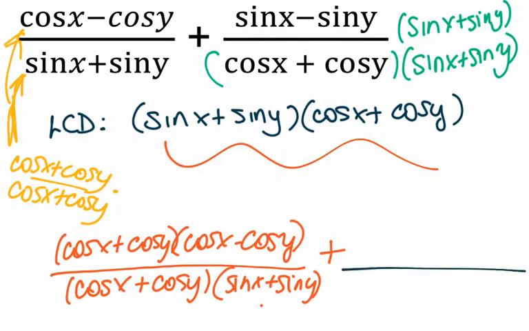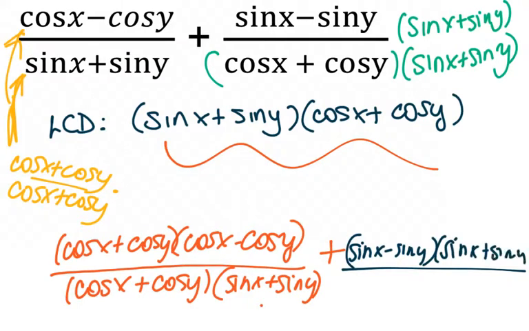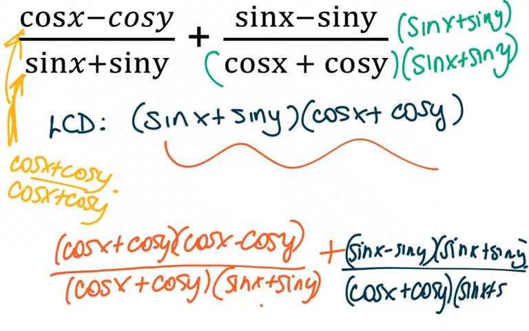We are trying to get the same denominator so that we can work with combining the numerators. Second fraction here, we have sine x minus sine y times sine x plus sine y. Denominator looks like it's going to be cosine x, same as the other one, plus cosine y times sine x plus sine y. All right.